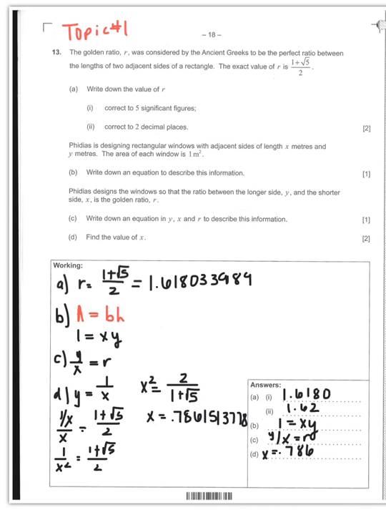So now we have this rectangular window with sides x and y and an area of 1. And they want us to write an equation for that. So the area of a rectangle, which is in your formula booklet, is base times height, or side times side. So you get 1 is equal to x times y.